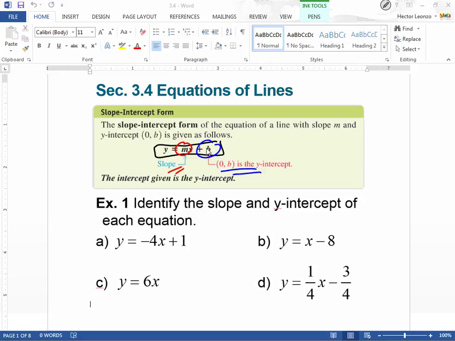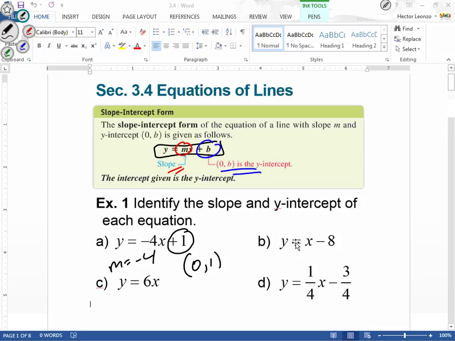So for the first part, in example 1, identify the slope and the y-intercept of each equation. For example A, my slope is -4. So once again, m is -4. That's my slope. My y-intercept, I'm using 1, so my y-intercept is (0, 1). Notice that for the x value, I'm using 0, and for the y value, I'm using that number with the sign included, so +1.